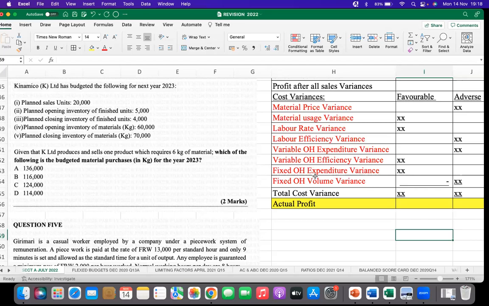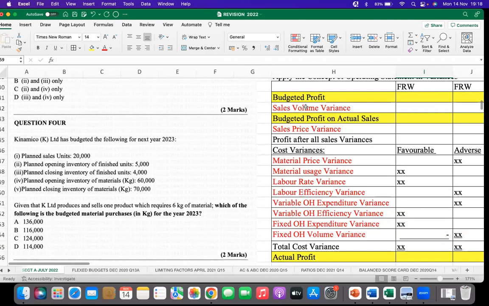It's in the topic decision making. We will also look at activity-based costing. We will also look at variances, how to calculate all those individual variances. We will also look at performance measurement, both financial performance measurement and non-financial performance.